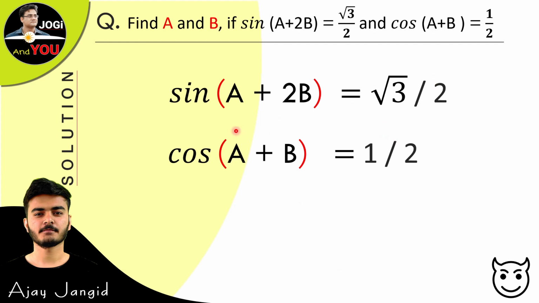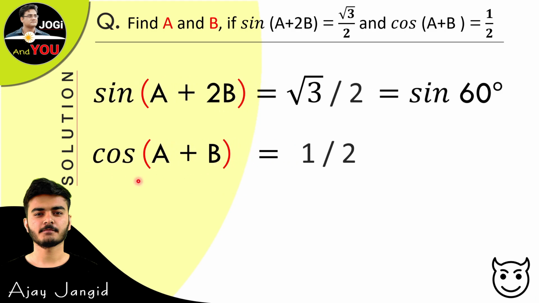What do we have in it? Sine of something is equal to root 3 upon 2. Whatever the value of A plus 2B is, we have sine of that angle A plus 2B. So what should be the angle for the sine to give root 3 upon 2? We know very well that the value of sin 60 is root 3 upon 2. So we will write root 3 upon 2 is equal to sin 60.